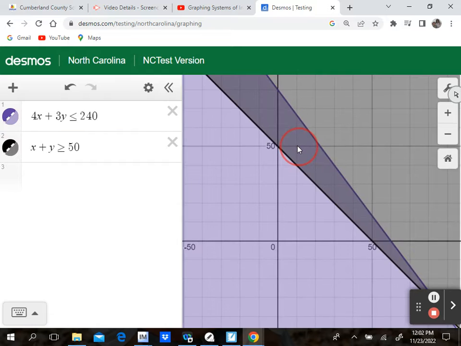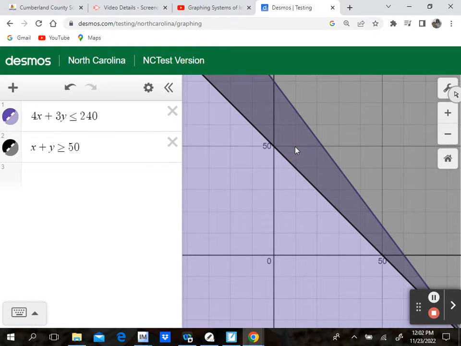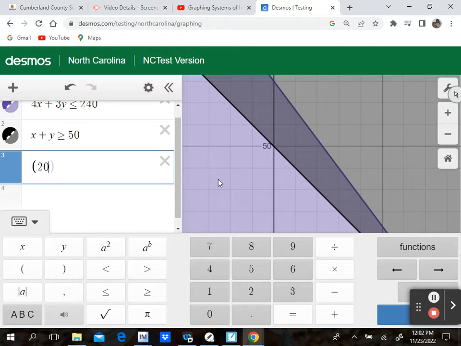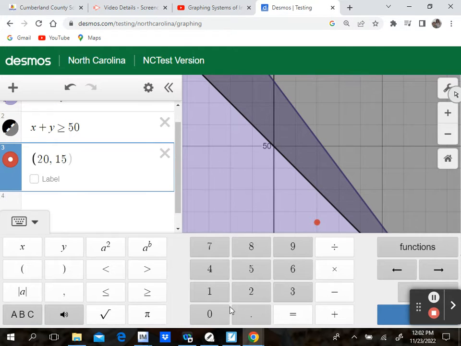Okay, so I can click right here, this little one inside of here. If you aren't sure, let's try it. Let's pick a point. Let's say we pick 20 and 15. That's not in my shading. 20 and 45 is. See how that dot lies in my shading? So that's a way you can figure that out if you're having trouble.